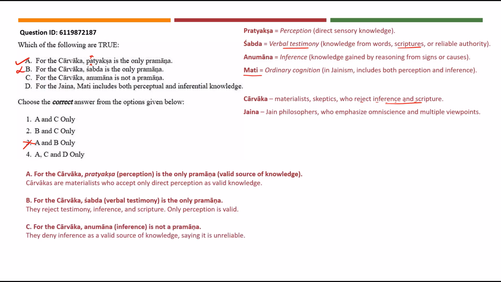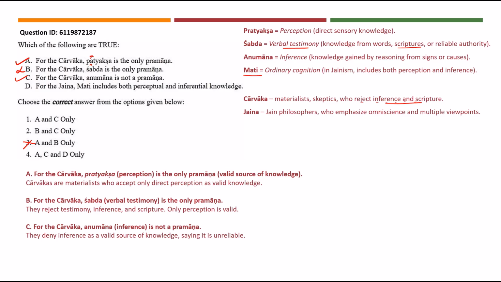Regarding C, for the Sarvaka, anumana is not a pramana. When they say pratyaksha is the only source of knowledge, definitely inference will not be a source of knowledge. So they deny inference as a valid source of knowledge, saying it is unreliable. For the Sarvaka, inference is not a pramana. So C is definitely right.